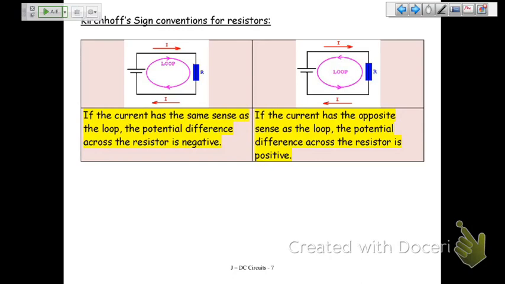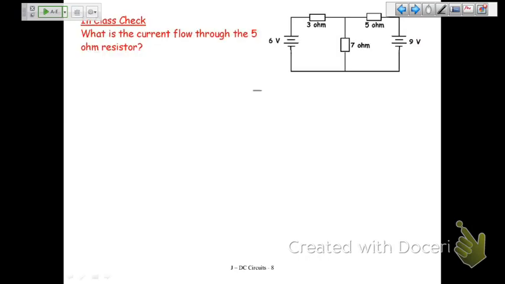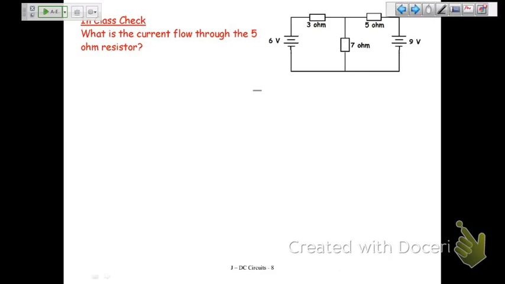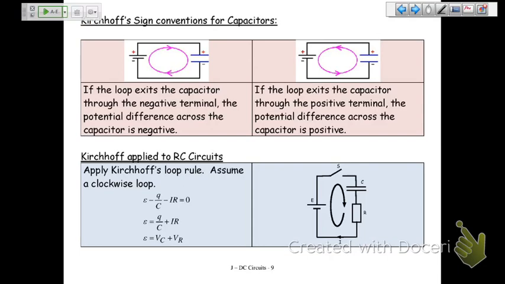And if they go through in the same direction through a resistor, so, where did I put my pen? Let me go down here and get my pen. Basically here, I came through this and I left by the negative, so that's a negative EMF. That's the first bit.